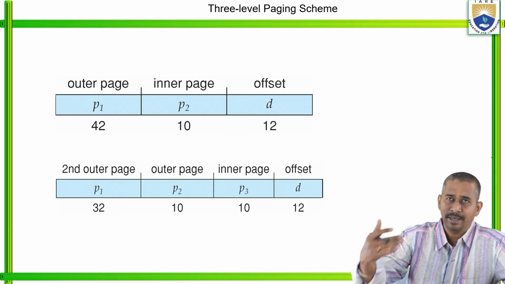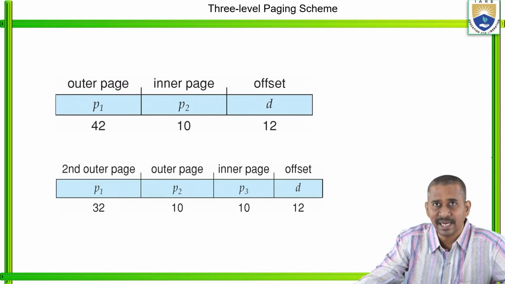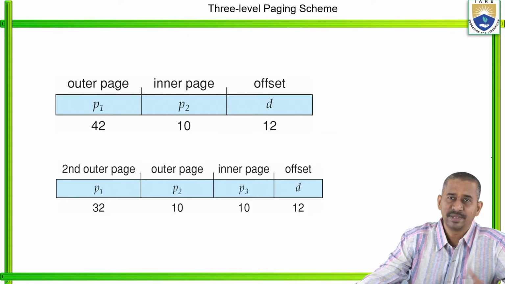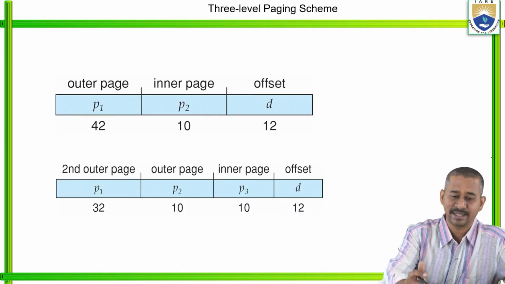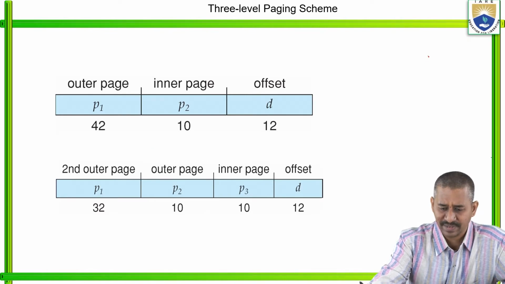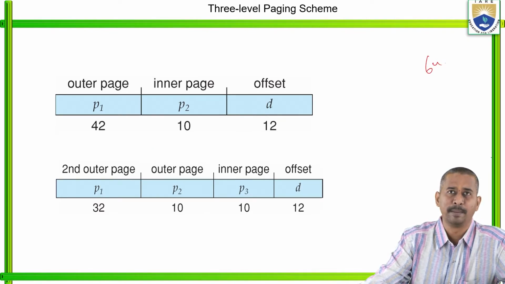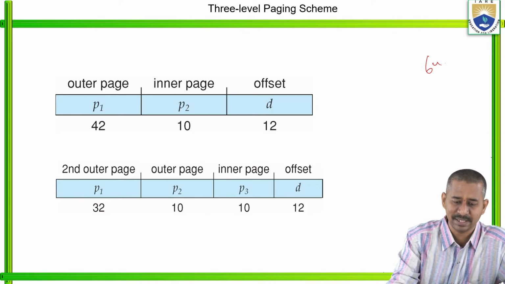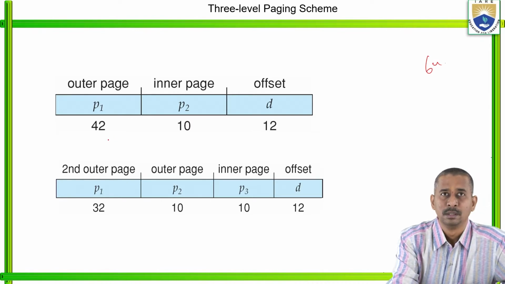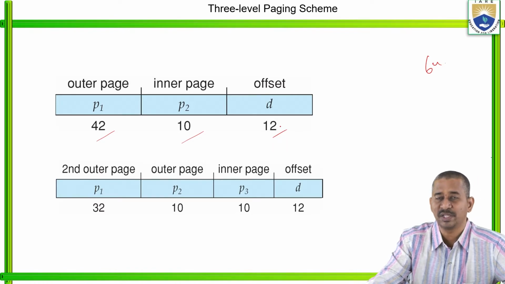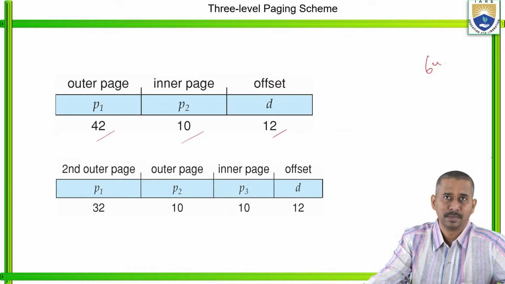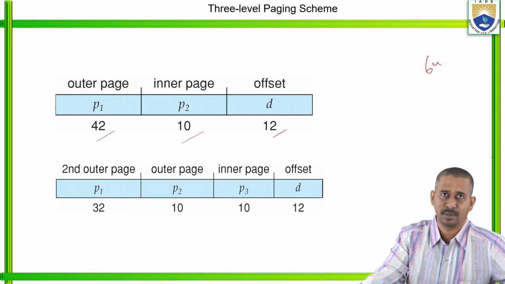Let us take the next level, that is the 3-level paging scheme. For this, consider for example 64 bits. The outer page table stores 42 bits, the inner page table stores 10 bits and the displacement is 12 bits. Right, 42 plus 10 plus 12 is 64.